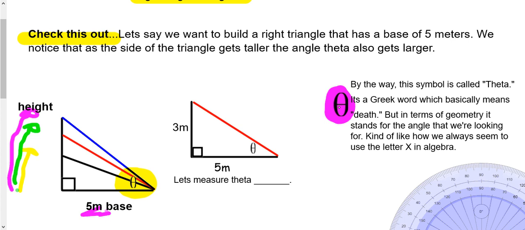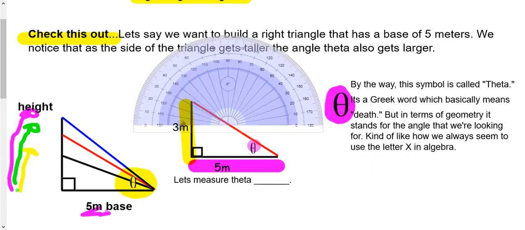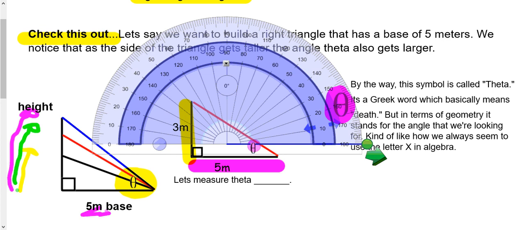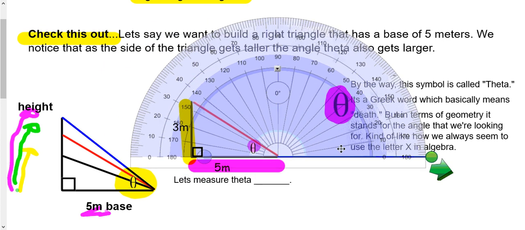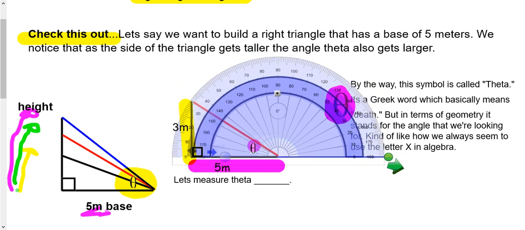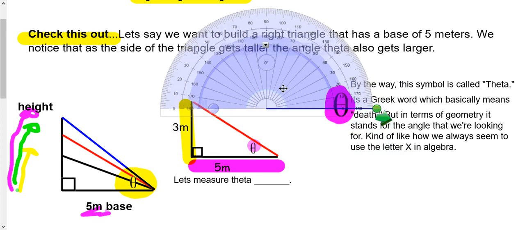So it's called theta. And it's kind of like how we use x all the time in algebra. So let's do this right here. We're going to measure theta. So here we've got a base that's 5 meters. And here we've got another side that's 3 meters. And what we want to do is just measure this. We're going to use it in a little while, but we just want to get an idea for how much that is. So a base of 5 and a height of 3 meters gives us an angle that's about, there we go, 35 degrees. And we'll put that there.